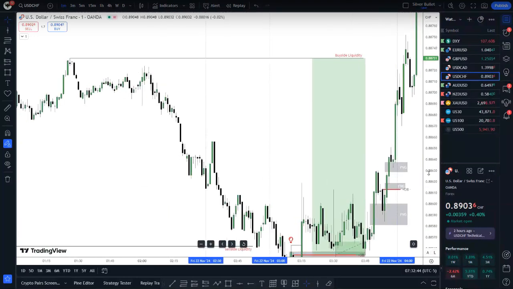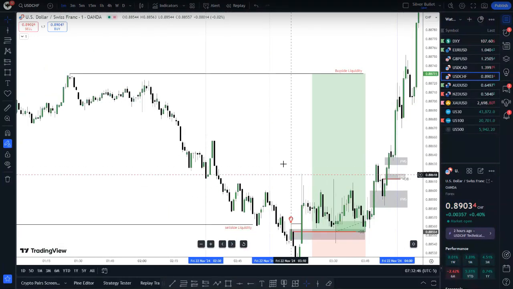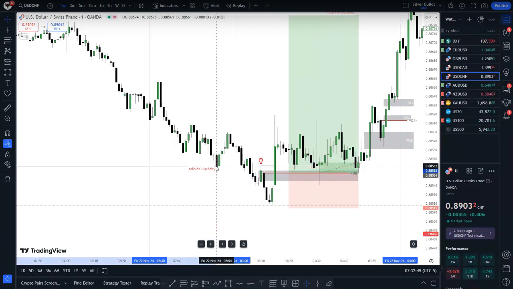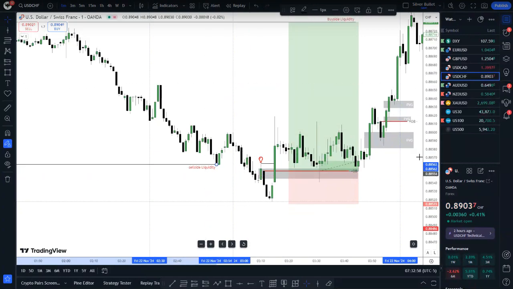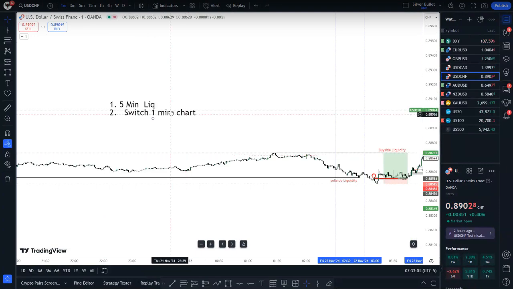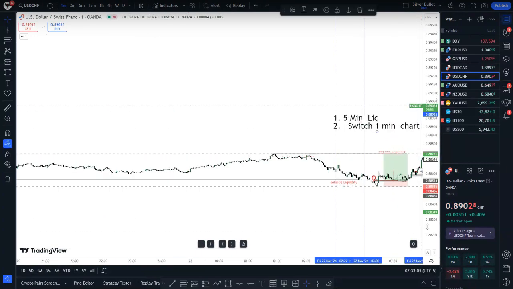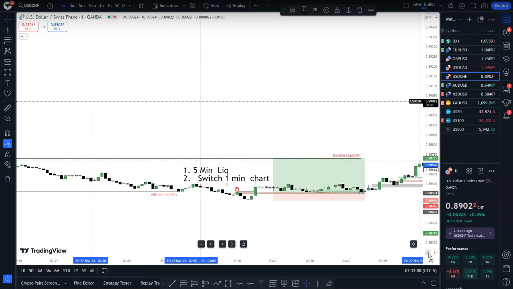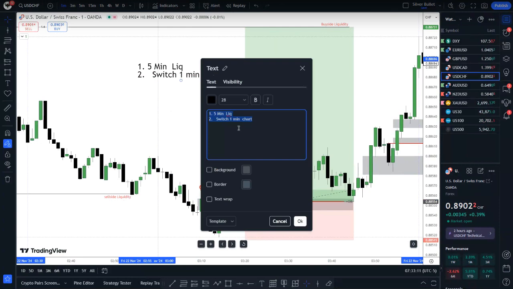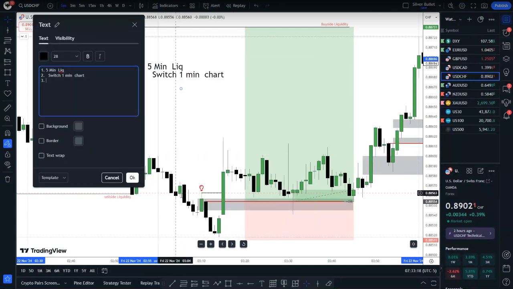Exactly at 3 or 4, we swept the low. So after sweeping the low, we move to step number 2. After the 5 minute liquidity sweep, we switch down to the 1 minute chart. Then after switching to the 1 minute chart, what do we look for? Number 3 is that we wait for displacement with a market structure shift.